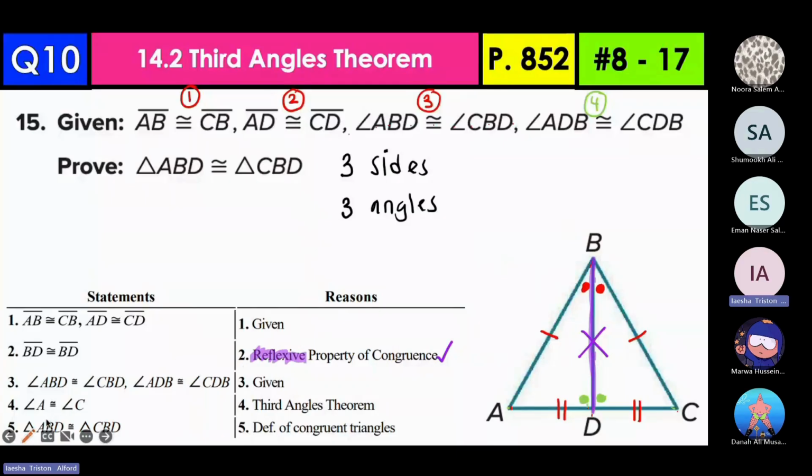Now we need another angle. How can we get another angle? Third angles theorem. What is the third angles theorem? If they give me 2, the last one must be the same. The vocab is third angles theorem. So now I have 3 sides, I have 3 angles. The triangles are congruent because of the definition of congruent triangles.